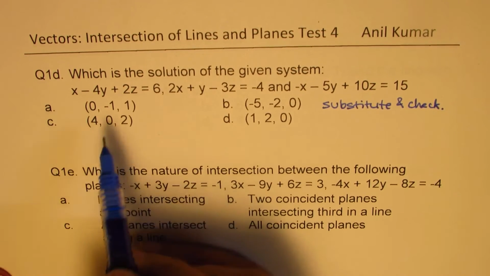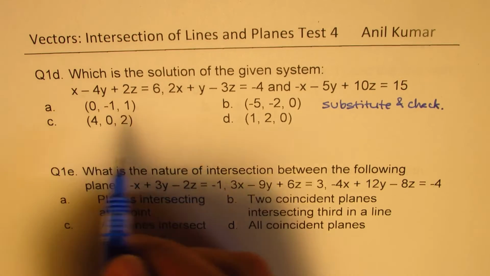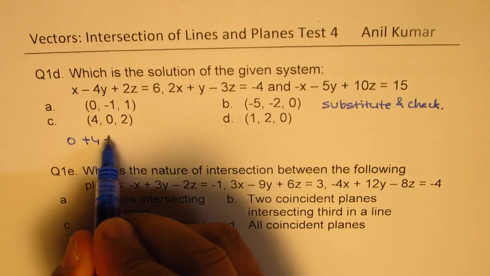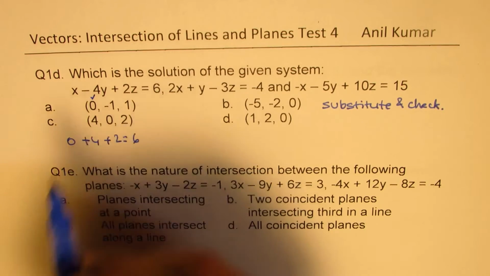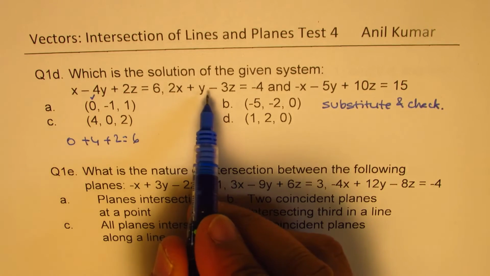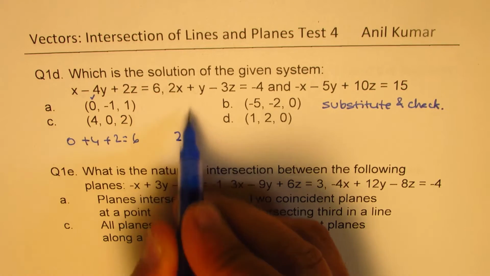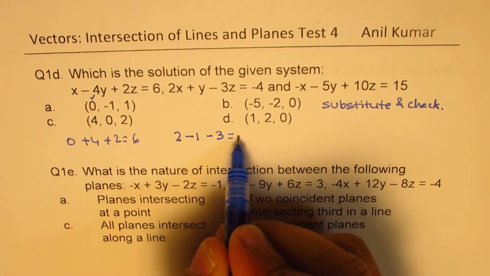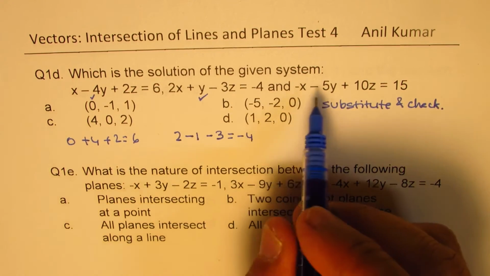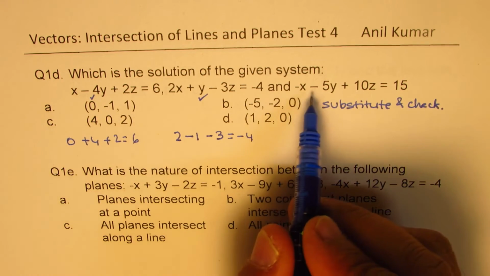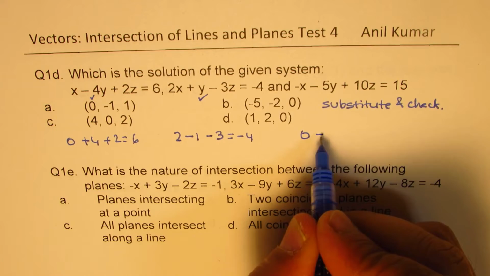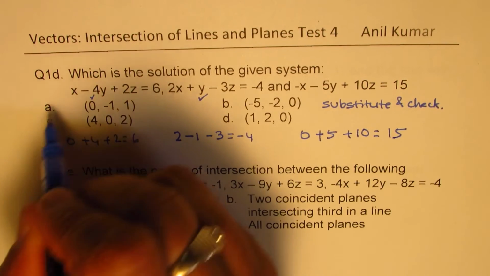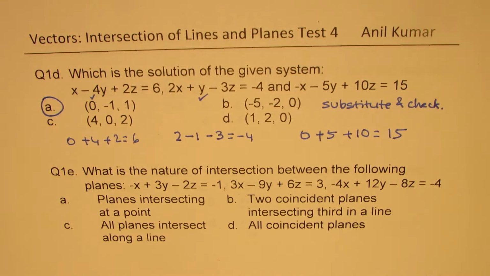Let's begin with 0. So if I write 0 here, I get the first one. We get 0, and substituting -1 here gives me +4, and 1 there plus 2 is indeed 6. So it works, right? This part works. Similarly, if I substitute in the second equation, which is 2, and then we have -1, and then we have -3. So that gives me -4, so that also works here in the second one. And substituting 0, -1, 1 in the third one, what do we get? We get 0, minus becomes plus, and 1 gives us +10 equals 15. So that really works. So A is the solution.